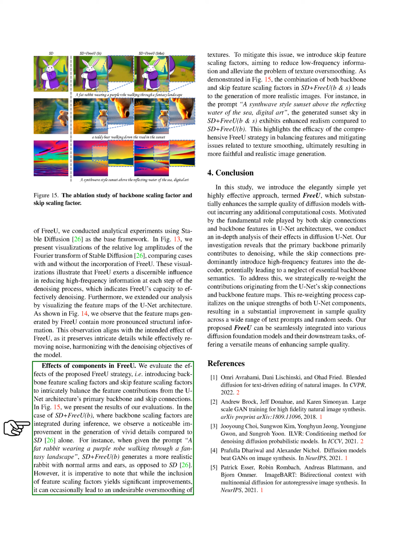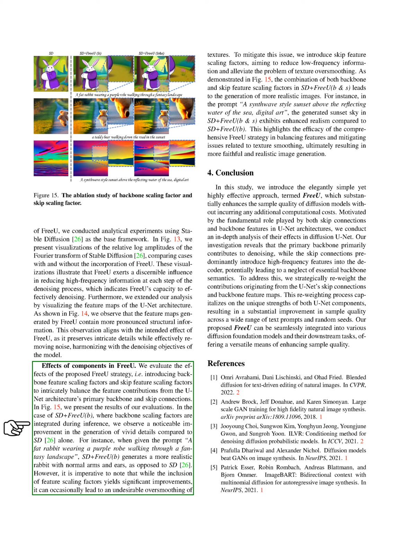Specifically, we introduced backbone feature scaling factors and skip feature scaling factors to delicately balance the feature contributions from the U-Net architecture's main backbone and skip connections. Our figures show the results of these evaluations. In the case of SD plus FreeU, B, where backbone scaling factors are incorporated during inference, we noticed a significant improvement in the generation of detailed images compared to using SD alone. For example, when given the prompt, "a fat rabbit wearing a purple robe walking through a fantasy landscape," SD plus FreeU, B, generates a more realistic rabbit with normal arms and ears, compared to SD.